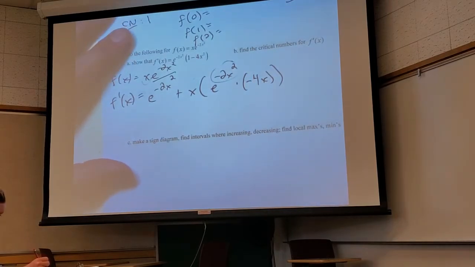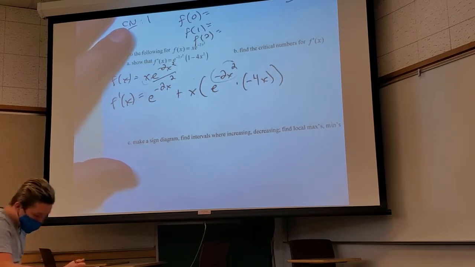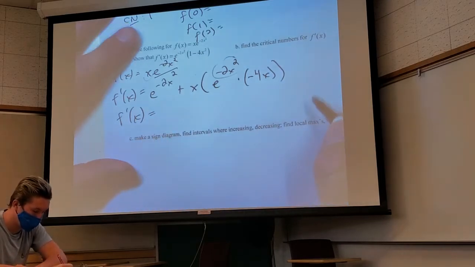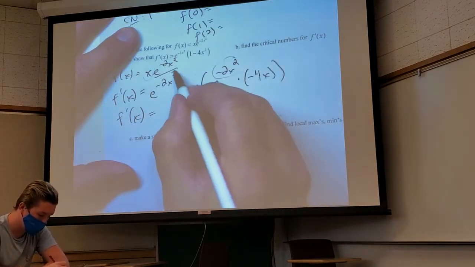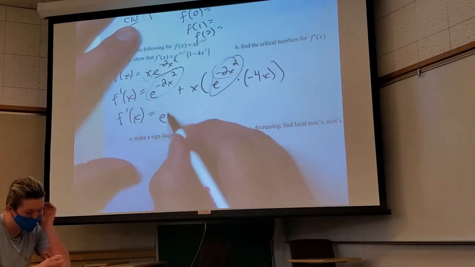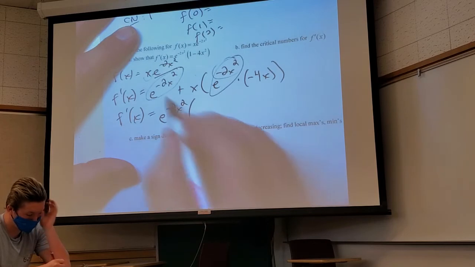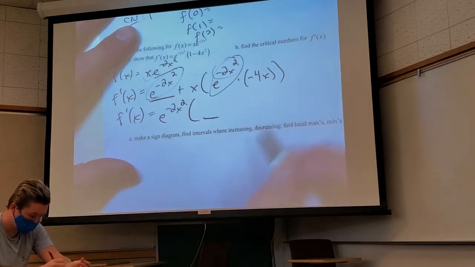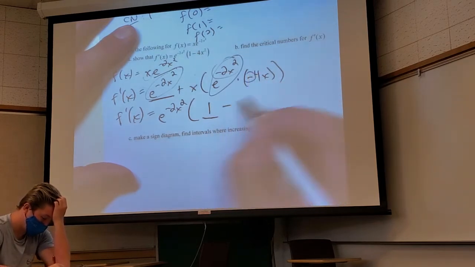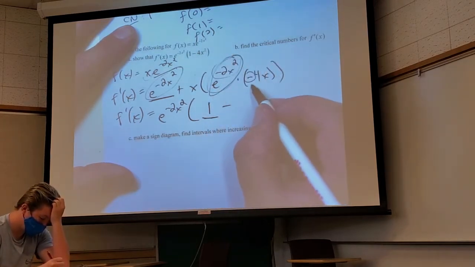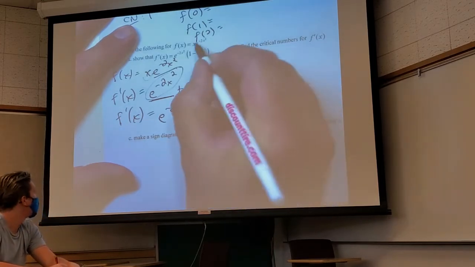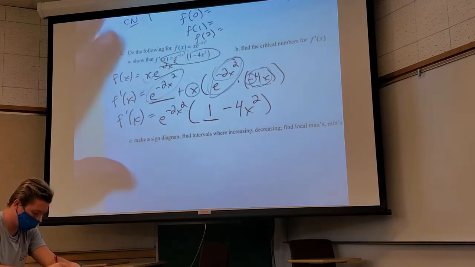The natural log thing is generally true, but natural log of e is just 1, so it doesn't show up for you. Now watch this, it's kind of nice. Can't I take this out? So what will be left here? 1 minus, if I take this out, there will be a -4x squared, which is exactly what I was supposed to get.